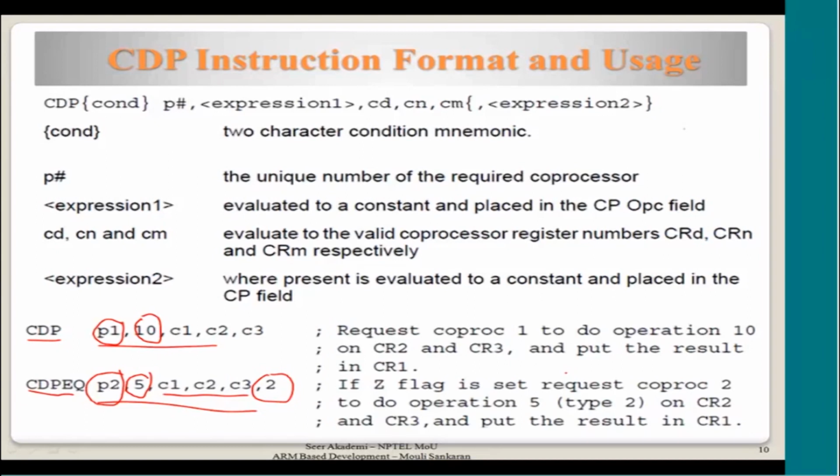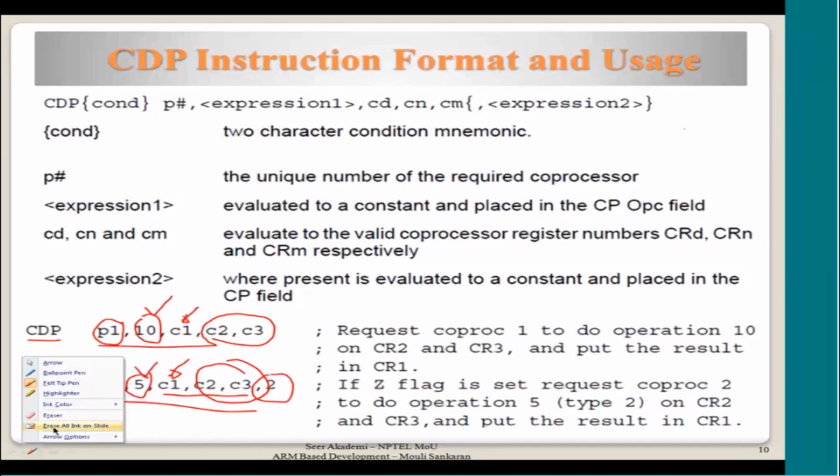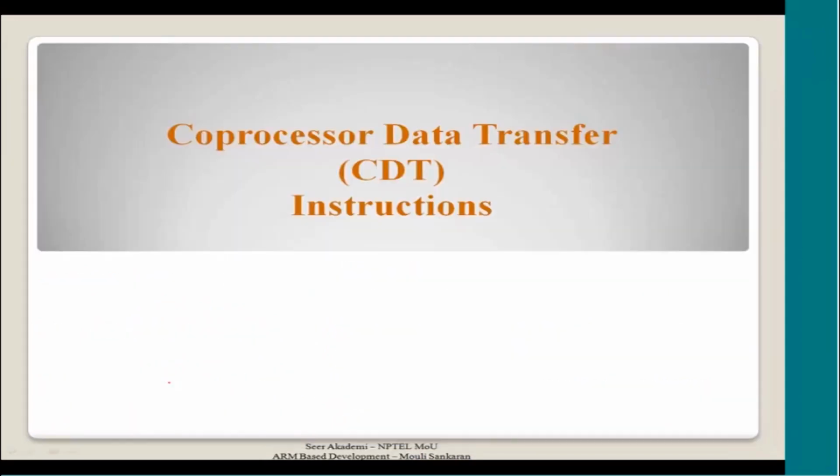So this is the typical example. If the convention is followed, C2 and C3 are taken as operands, this operation is performed, and the result is put into C1. Similarly, C2 and C3 are the operands, the operation is performed, and the result is put in C1, provided 0 is set. This is a conventional way of interpreting the instruction, but it is left to the implementation. So we have seen the data processing instruction.